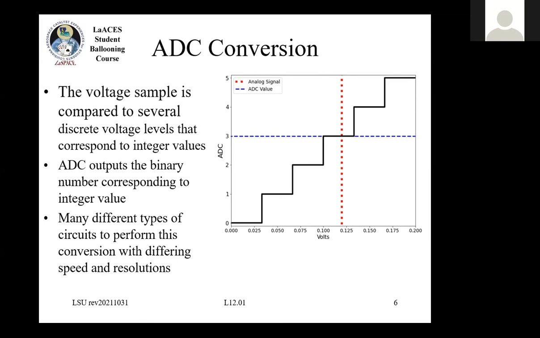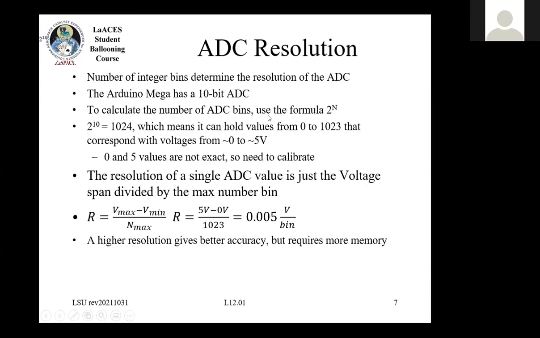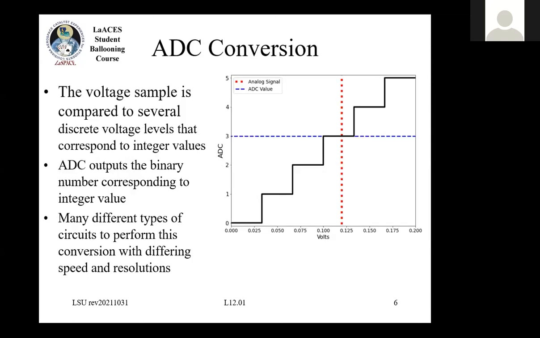But one thing that's important to note is that this process does take time. It has to check this one, nope, this one, nope, this one, nope, this one, yes. And the other important thing about it is your values come in those discrete steps. Just based on the output of the ADC, I don't know where within this particular voltage bin the actual signal was, because all I get is this 3, which means it could be anywhere from 0.1 to 0.13.